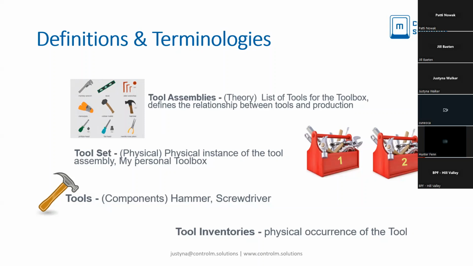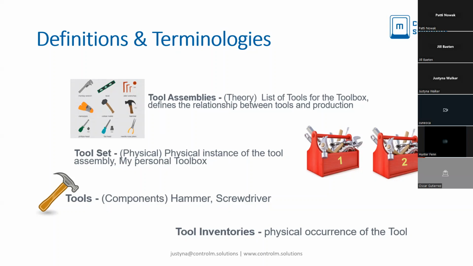Tools are individual tools or components that are required to run production. Tool details can be purchased, manufactured, or reworked. Tools cannot, however, be maintained via the maintenance feature. Tool inventory is the physical occurrence of a tool detail. It can be serialized or non-serialized.